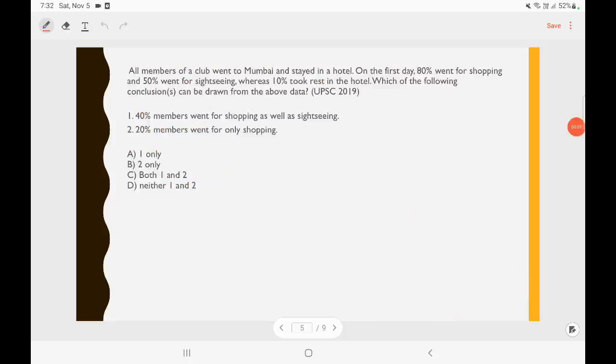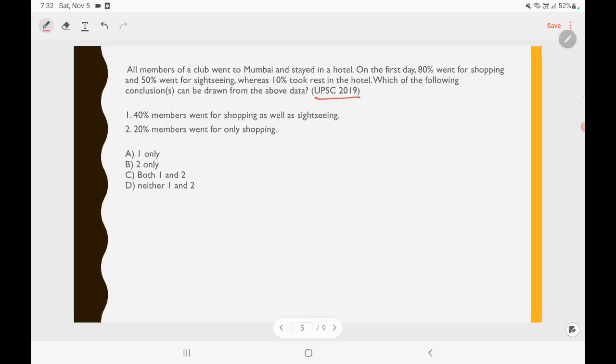So now let us look into some problems from previous year questions regarding the concept of Venn diagram. Let's take one question. This is a question from UPSC 2019. All members of a club went to Mumbai and stayed in a hotel. On the first day, 80% went for shopping and 50% went for sightseeing, whereas 10% took rest in the hotel. Which of the following conclusions can be drawn from the above data? The first statement says that 40% of members went for shopping as well as sightseeing, and 20% members went only for shopping. So here we need to first draw the Venn diagram.